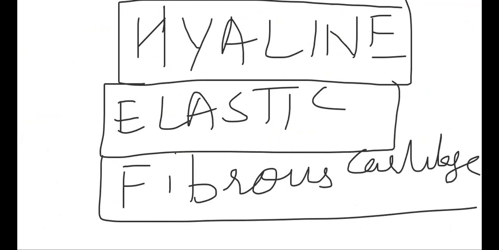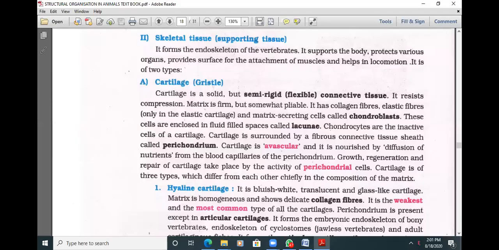Just keep all these things in mind, and then we'll go to the textbook now. The skeletal tissues are supporting tissues. They include two types, cartilage and bone. They form the endoskeleton of the vertebrates.